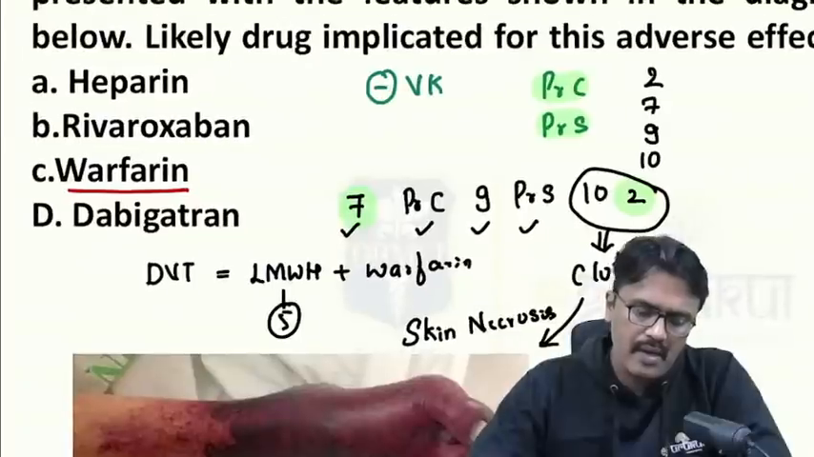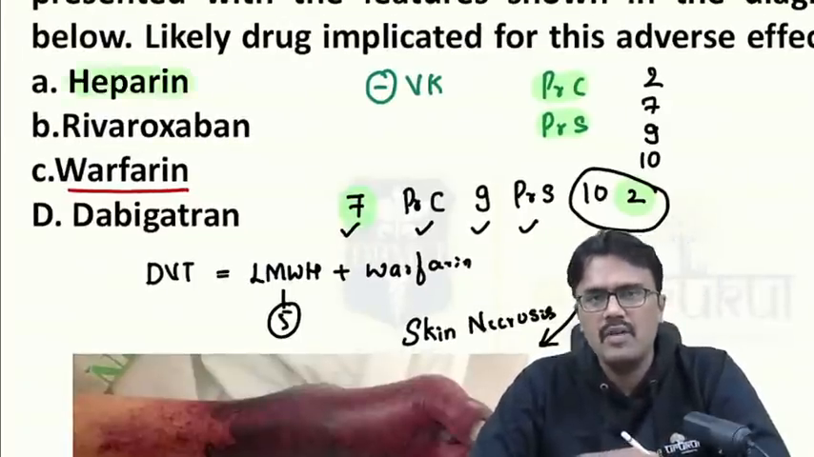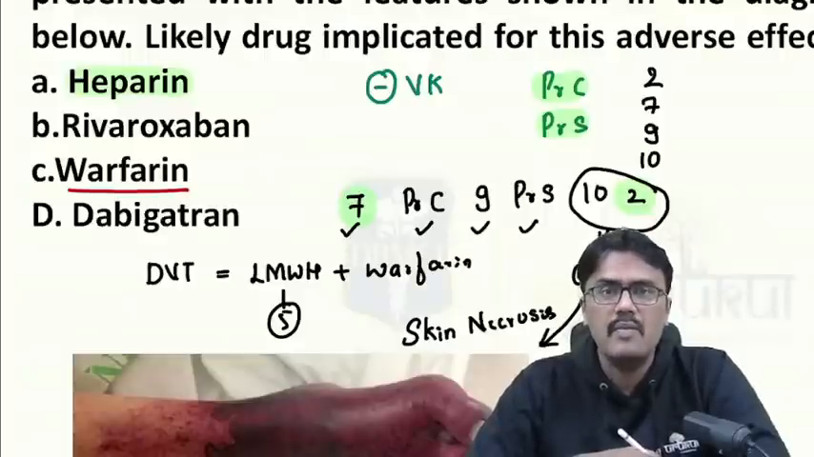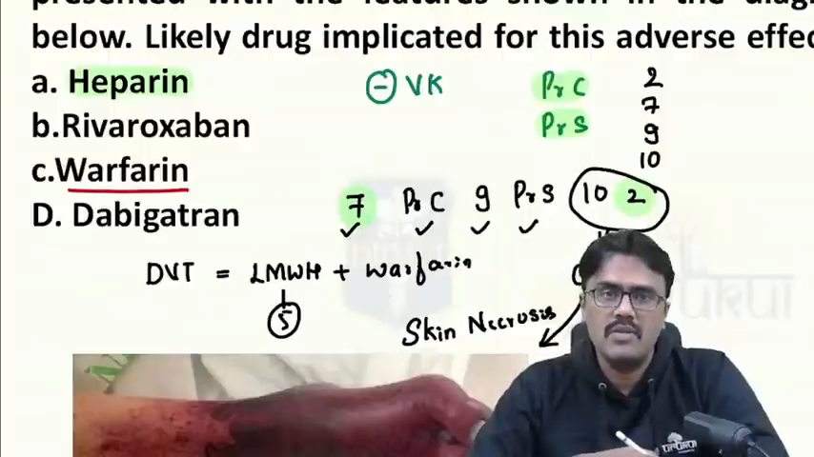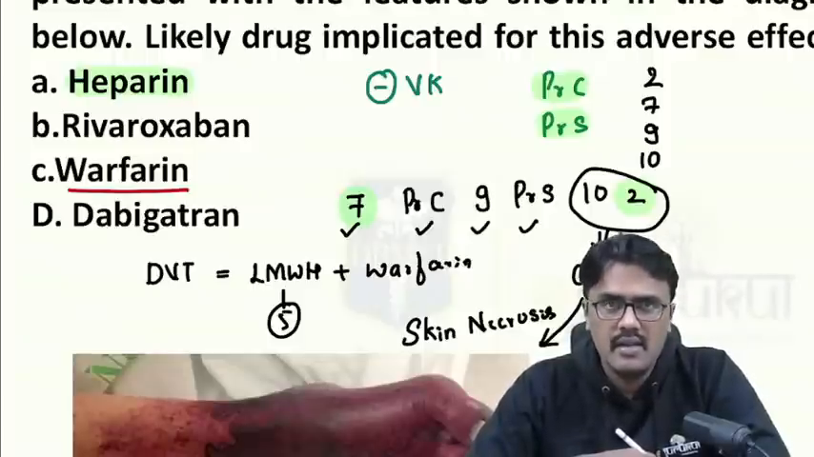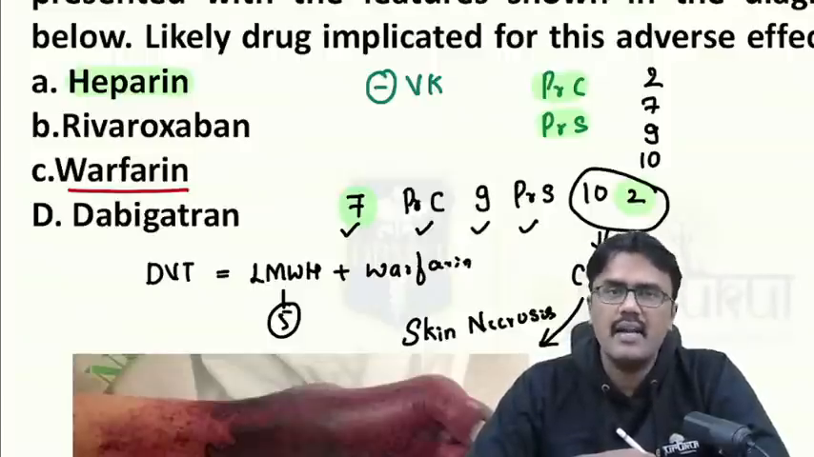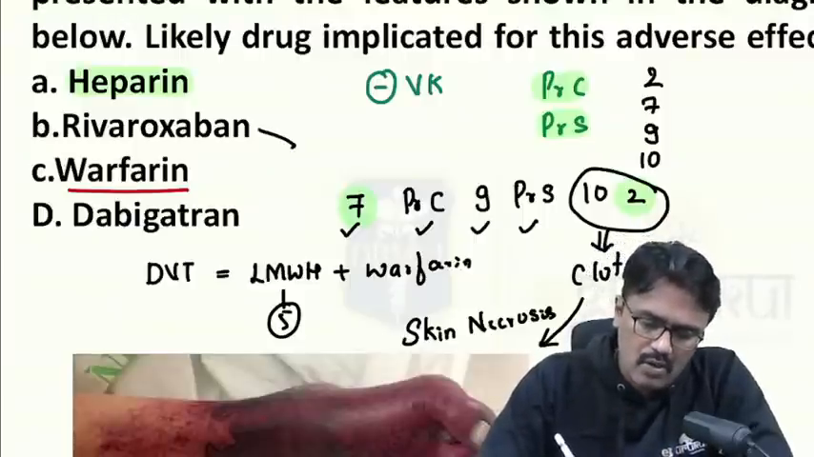So what about heparin? Heparin mainly causes bleeding. The antidote is protamine sulfate. It can cause alopecia, right? And heparin-induced thrombocytopenia is a major complication, and osteoporosis. Rivaroxaban is a direct Xa inhibitor. Dabigatran is a direct thrombin inhibitor. It's an oral drug.